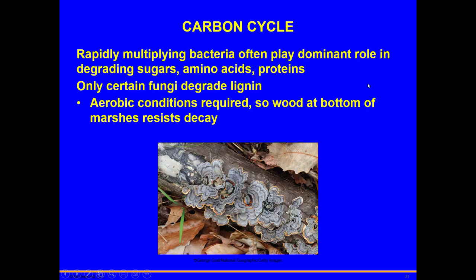Now, carbon cycle. Rapidly multiplying bacteria often play the dominant role in degrading sugars, amino acids, and proteins. It's interesting to note that only certain fungi can degrade lignin. Lignin is part of plant cell walls. But you've got to keep in mind that to do this, aerobic conditions are required. So wood at the bottom of a marsh, submerged, resists decay. This is what looks like a fungal mass here. You might see them as tree mushrooms almost. But what they're doing is aerobically breaking down the lignin, the cellulose, the hemicellulose, etc., used for nutrients.